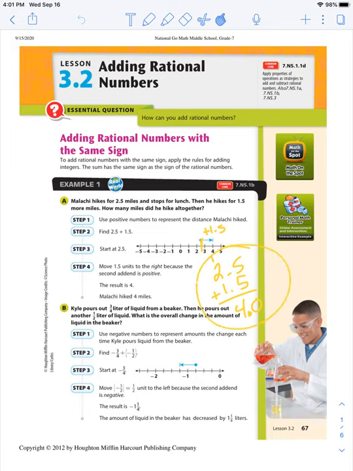The difference in 7th grade is that now we're going to be doing this stuff, but we're going to have positive and negative rational numbers because rational numbers can be both positive and negative.